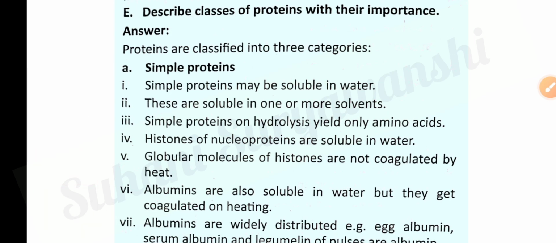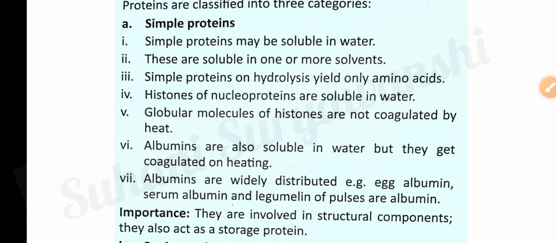E. Describe classes of proteins with their importance. Answer. Proteins are classified into three categories. A. Simple protein. Simple proteins may be soluble in water and these are soluble in one or many more solvents. Simple proteins on hydrolysis yield only amino acids. Histone proteins of nuclear proteins are soluble in water. Globular molecules of histones are not coagulated by heat.